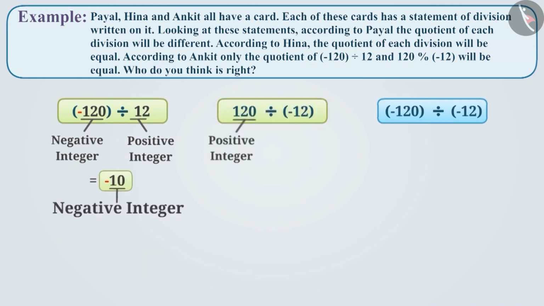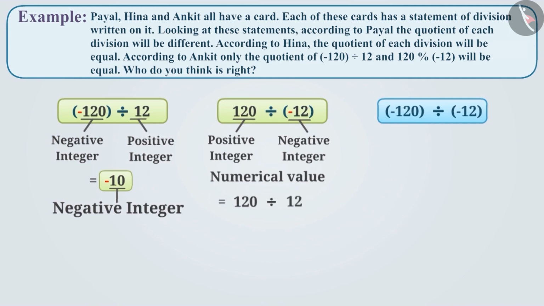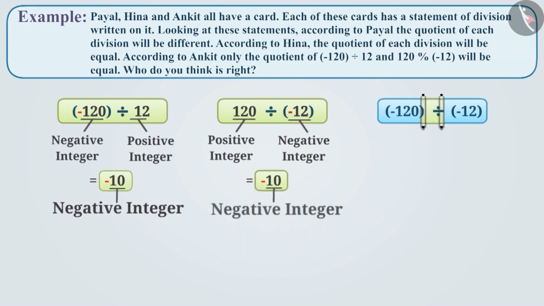In the second statement, a positive integer plus 120 is being divided by a negative integer minus 12. Here too, first we will divide the numerical value of plus 120, that is, 120 by the numerical value of minus 12, that is 12. Its quotient will be 10. When a positive integer is divided by a negative integer, the quotient is negative. As a result, the quotient of 120 divided by minus 12 is minus 10.